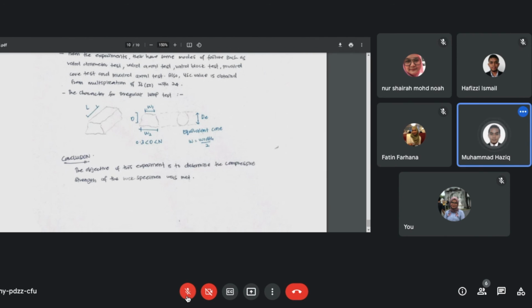Okay, the conclusion we can get from this testing is that the objective of this experiment is to determine the compressive strength of the rock specimen. When we conducted this test, the strength of the specimen was determined, so we met the objective for the test. Thank you. That's all from us.